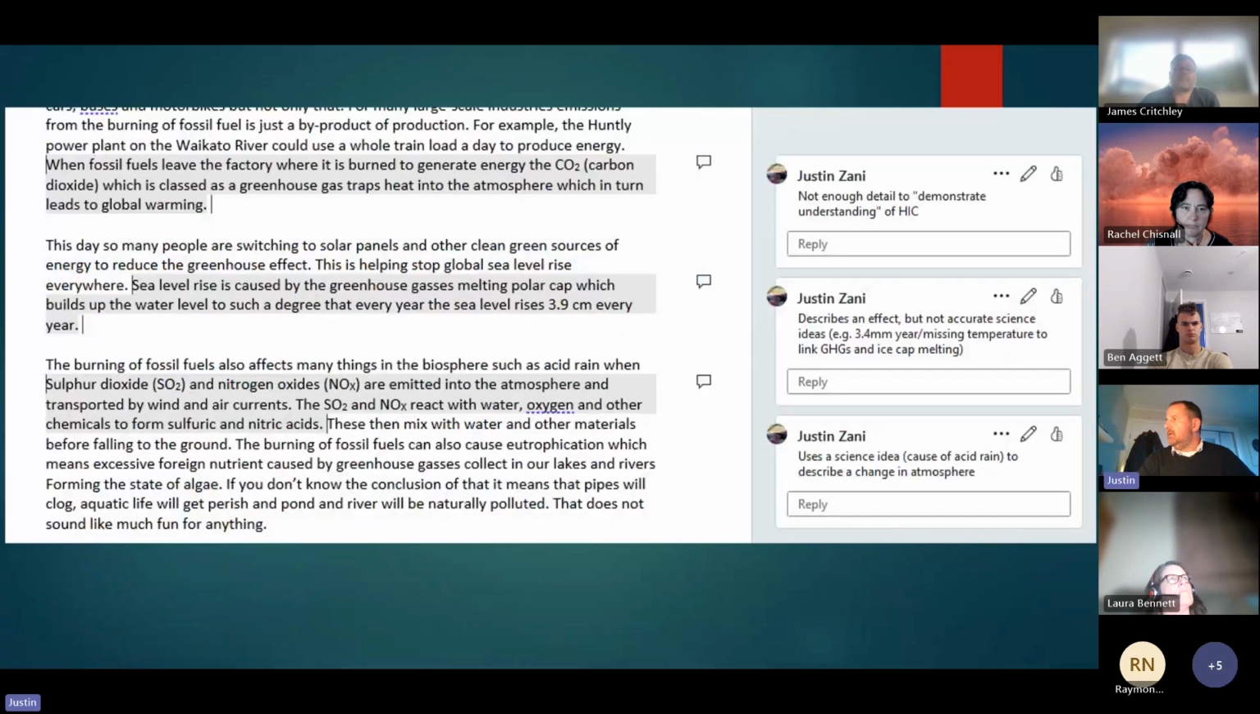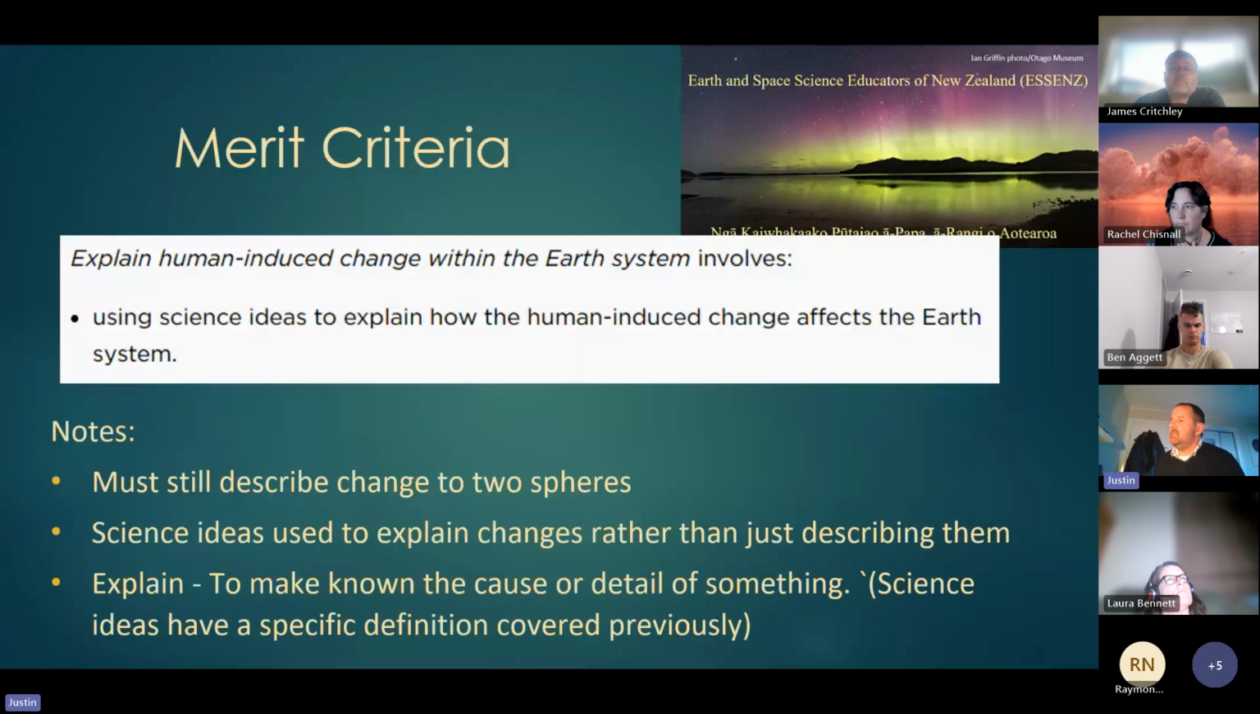Okay, so we'll have a look at the merit. They need to use the science ideas to explain how human-induced change affects the Earth system. And again, the Earth system being change in two spheres is the safest way to do that. So they need to use the science ideas to explain the change. And from the glossary on the MOE website, to explain is to make known the cause or detail of something. As we saw earlier in the presentation, science ideas have a specific definition, which we really want to get them moving towards and providing evidence for it. So if you have a look at sample number 3 in the same folder.